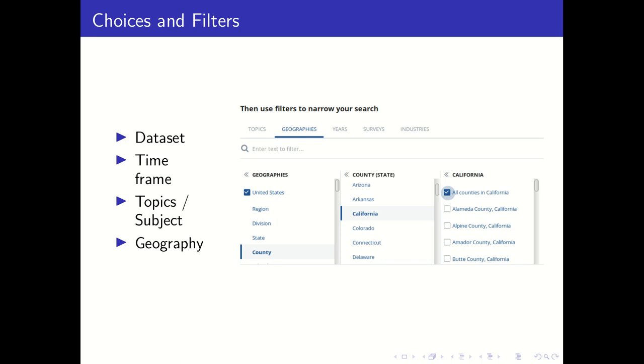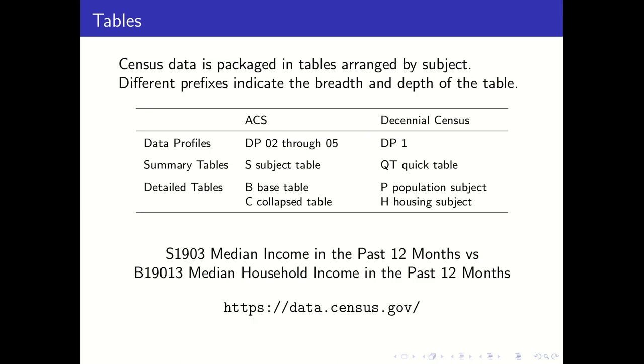For the data sets, I'm going to focus on the big 3 demographic series: the Decennial Census, the American Community Survey, or ACS, and the Population Estimates Program. But first, let's begin with how census data is organized. The data is grouped into a series of thematically related tables of varying detail, and when you search across any of the census websites that we'll look at in future videos, you'll be searching across these tables.